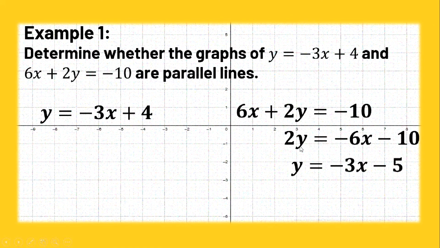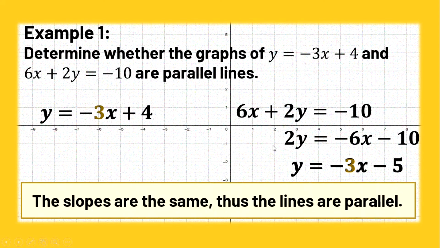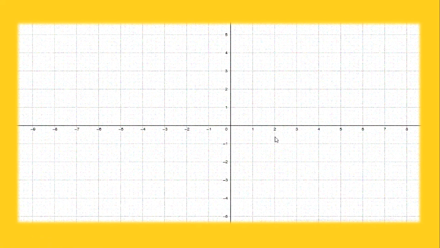So, 2y divided by 2 is y equals negative 6x divided by 2 is negative 3x, and negative 10 divided by 2, we have negative 5. And kung napapansin natin, they have the same slope, negative 3. So, meaning, the lines are parallel lines. Ganun lang po. Next, we have example 2.